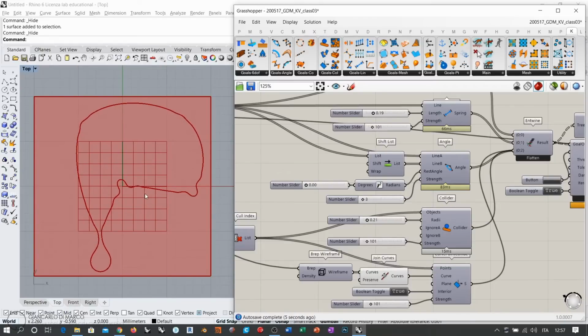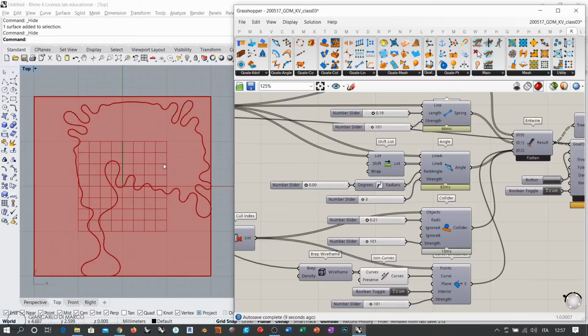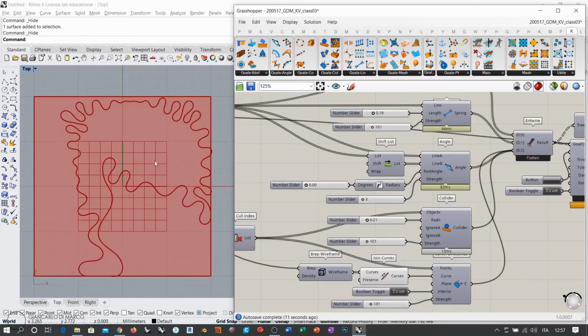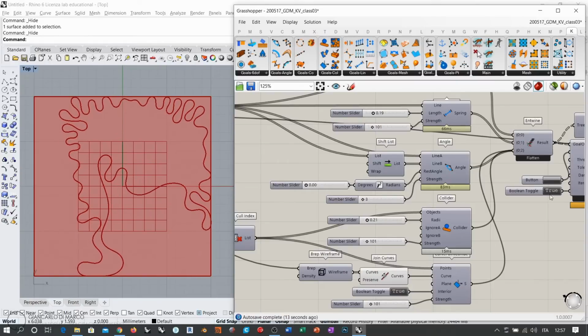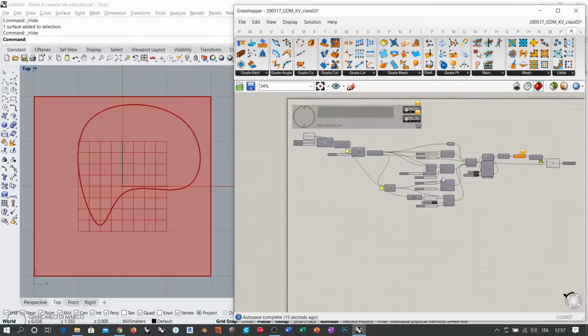Okay. Now we are working inside a planar region, a square basically, but we can work on whatever type of shape we want. So, for example, next step.